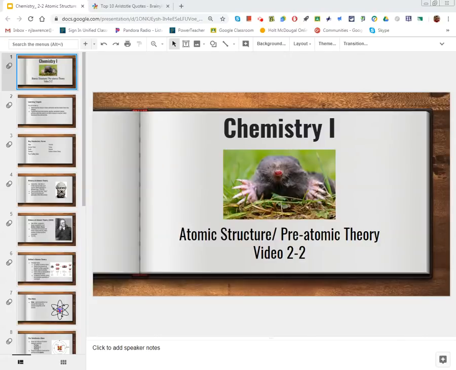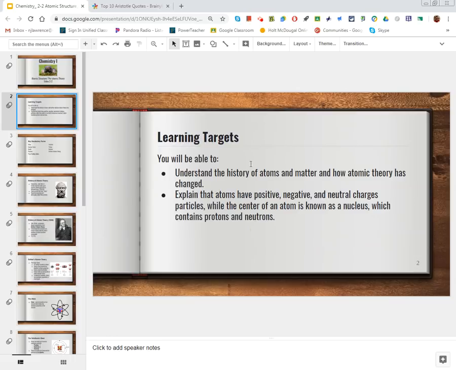Welcome to video 2.2, Atomic Structure and Pre-Atomic Theory. Notice the word theory here. If you remember, a theory is what we believe to be true based upon what we know. And so in this video, we're going to start looking at the history, the origins of what we believe to be true about the atoms and how they exist and how matter exists. And we're going to look at that theory about how it's changed over time.